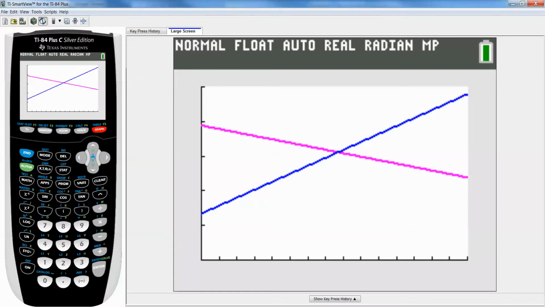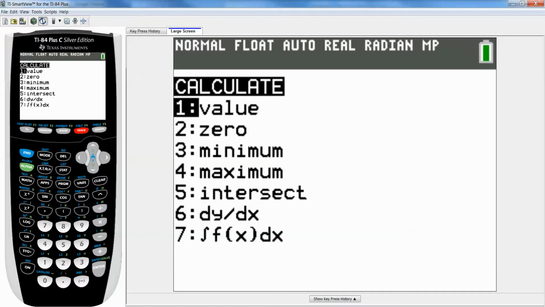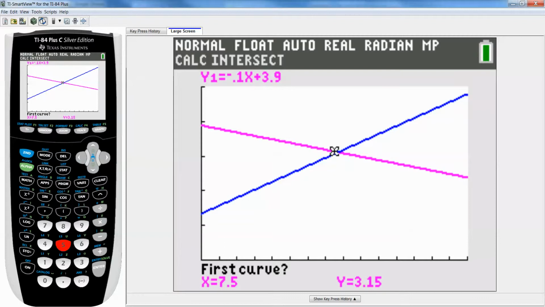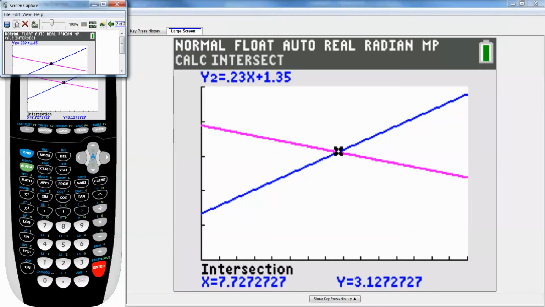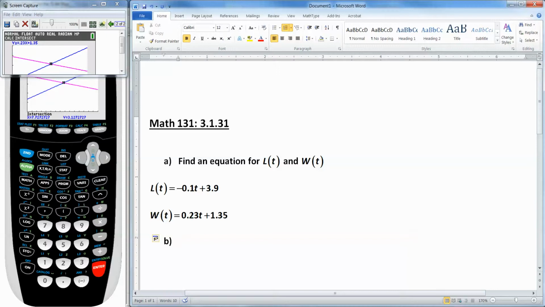Perfect. So I'm going to hit second, calculate, pick number 5, intersect. And again, you can either go down and press enter, or you can just press 5. And this is beautiful. I'm right there. Enter, enter, enter. So that's my first curve, that's my second curve, and this is my guess. And it finds the answer for me. So I'm going to copy and paste that right into my worksheet.